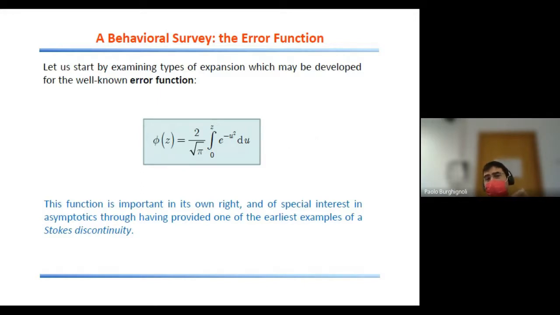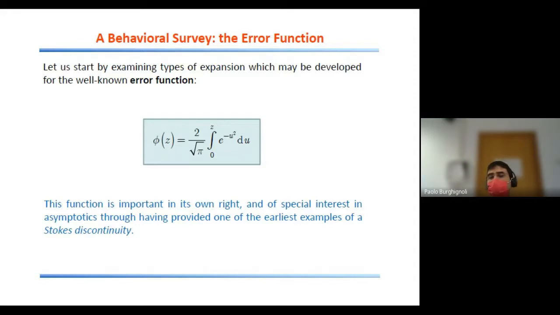That is, it's used in a number of application areas, for example, in probability, statistics, and many other areas. And it is especially interesting in the subject of asymptotics because historically it has provided one of the earliest examples of what is known as the Stokes discontinuity in the asymptotic representation. That is something that we will address today.